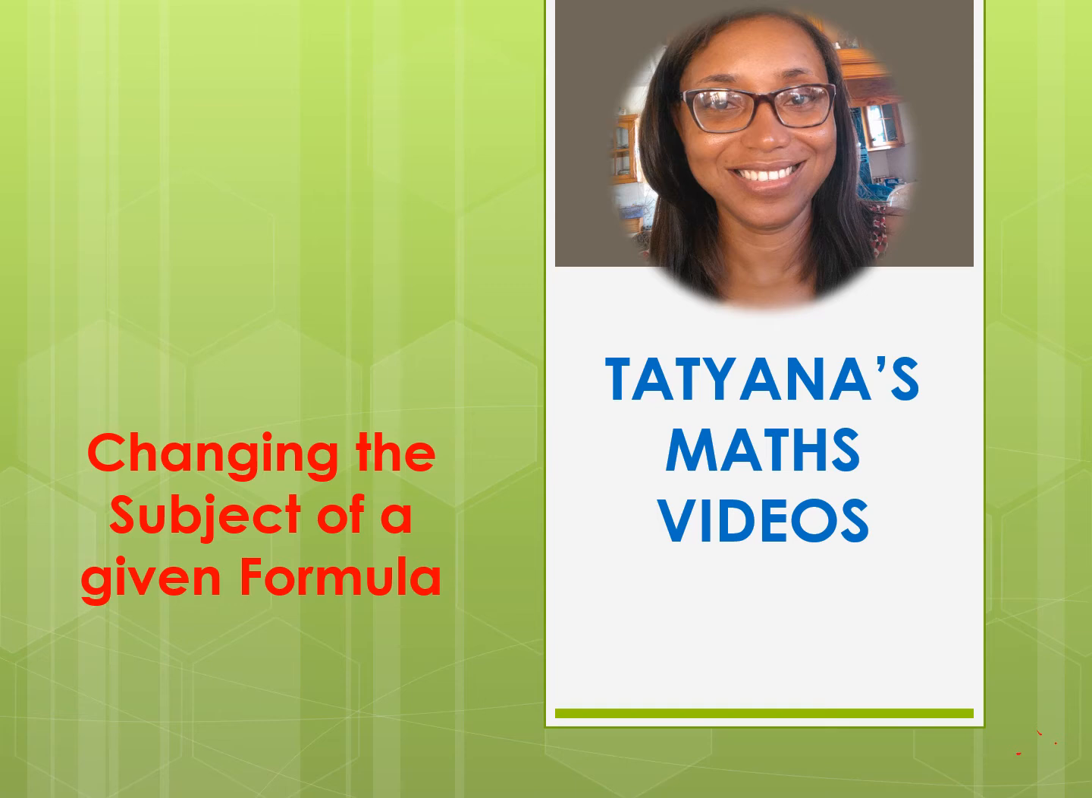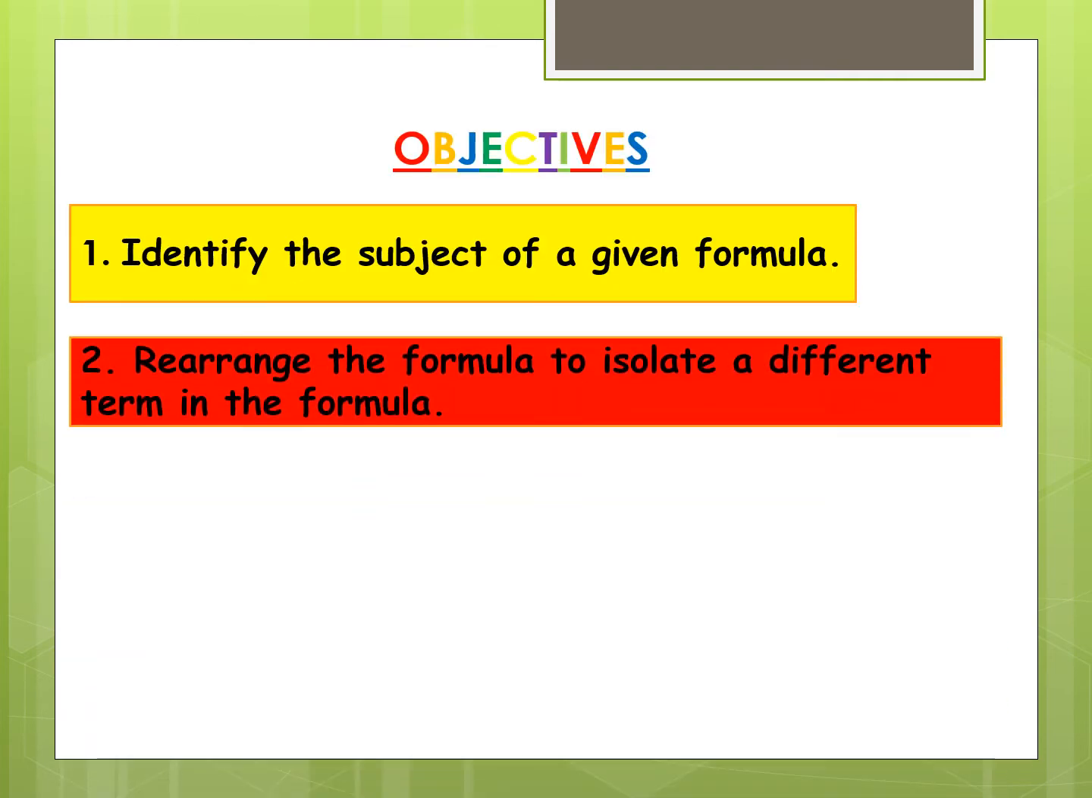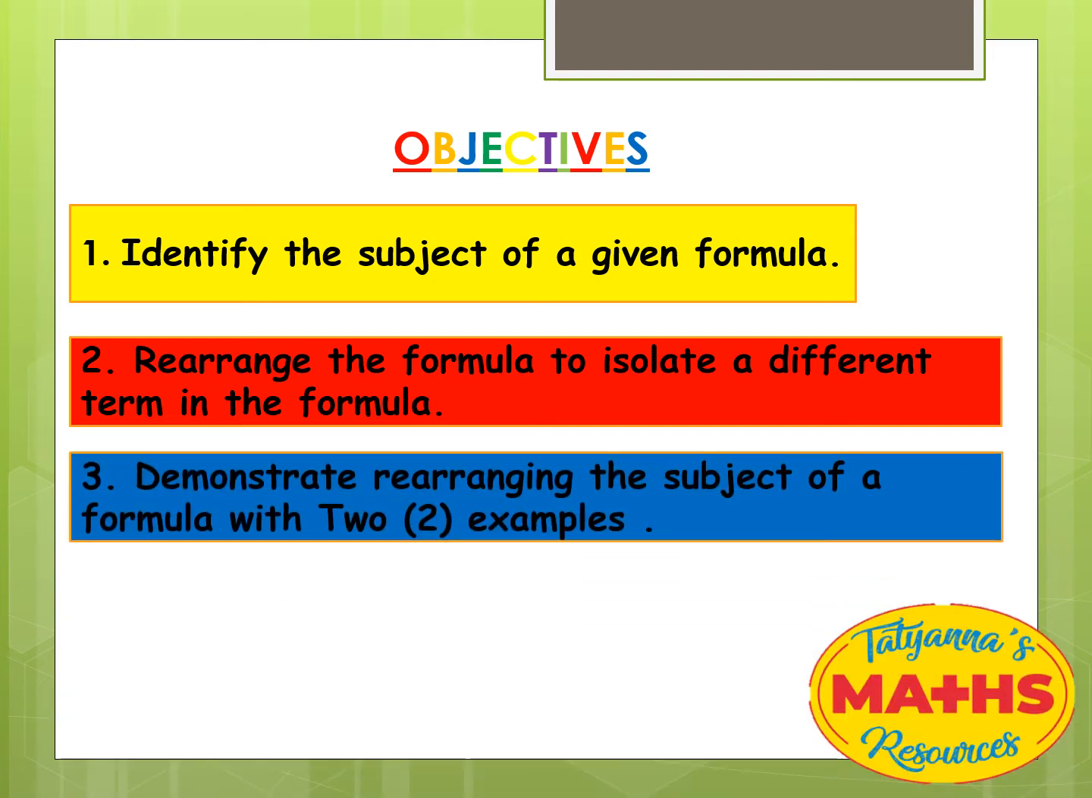We're going to be looking at changing the subject of a given formula. Our objectives are: 1. Identify the subject of a given formula. 2. Rearrange the formula to isolate a different term in the formula. And we're going to demonstrate this with 2 examples.